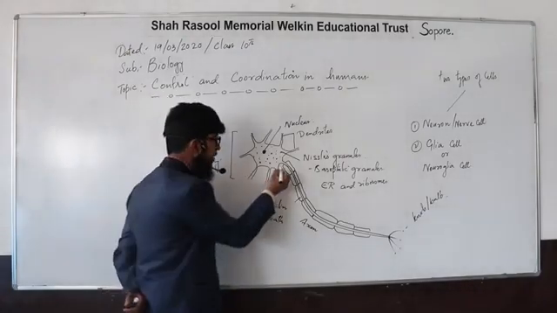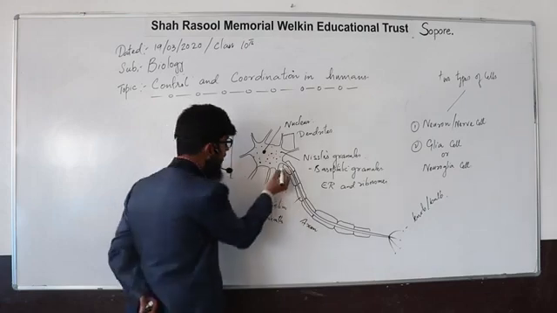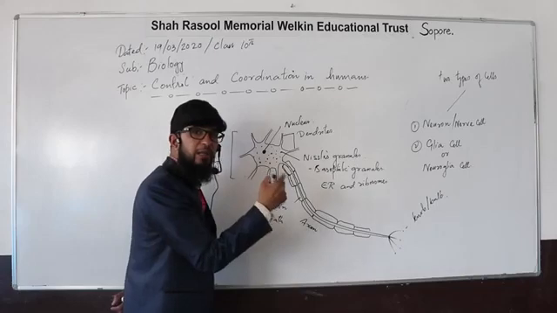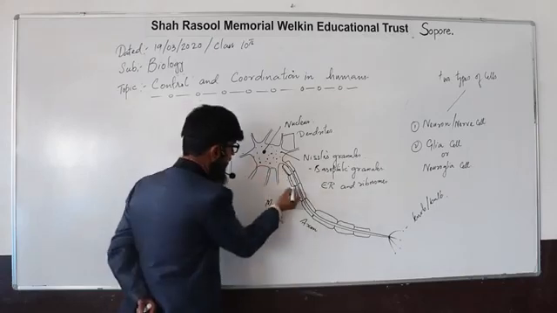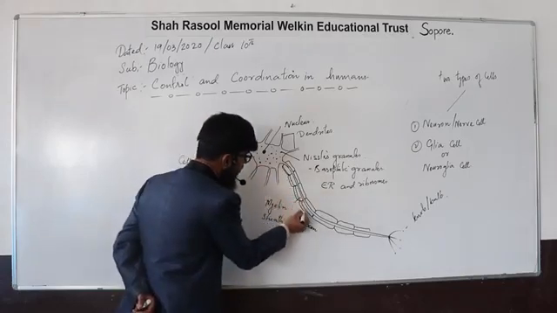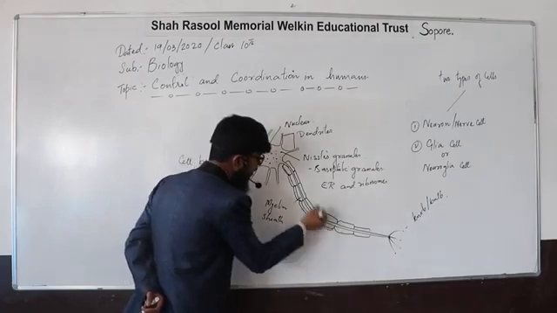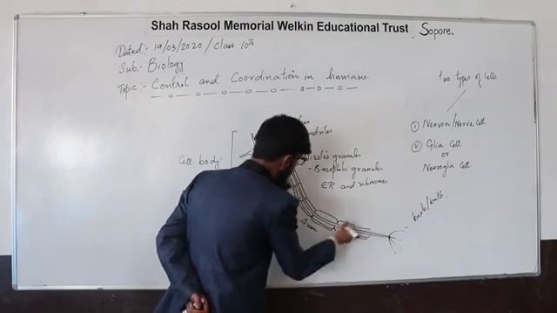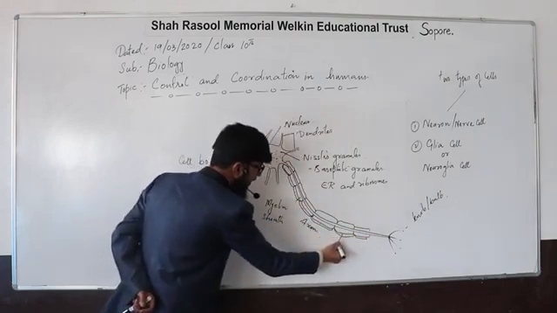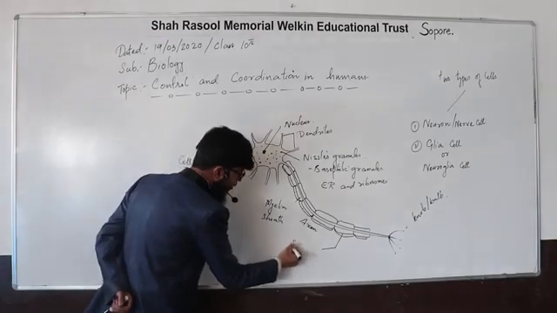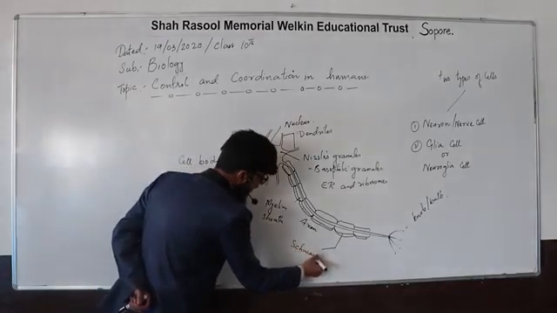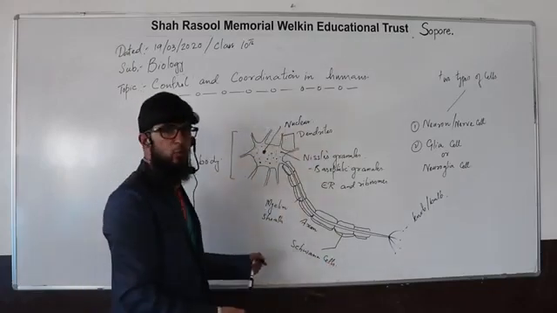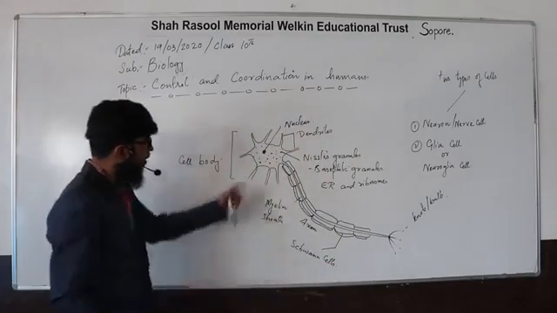Let me draw a Schwann cell here so that it will be quite easy to understand. Here is a Schwann cell which has secreted the myelin which has covered the axon. So this is the myelin-secreting cell which is called the Schwann cell. Let me label it so that it will be quite easy. It is named after the scientist who discovered the cell.